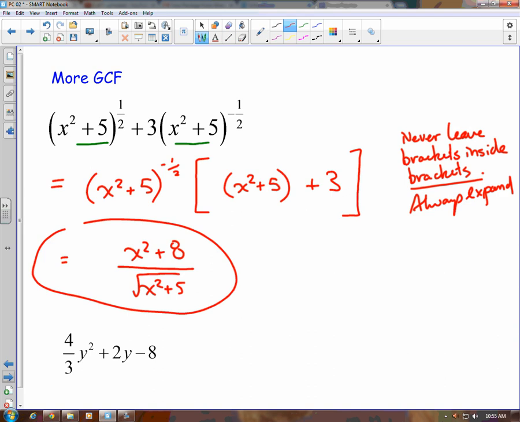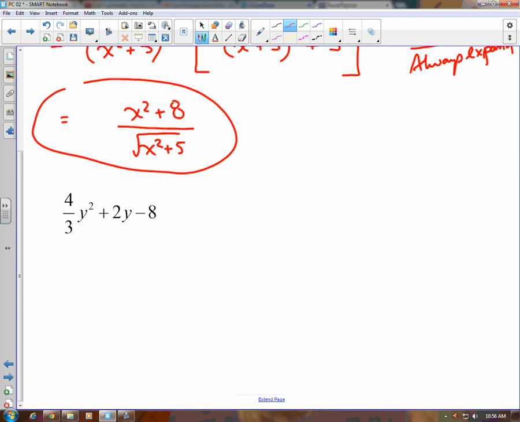Now, if x squared plus 8 could factor, and then it could divide out an x squared plus 5 somehow, we would do that, but obviously not in this particular example. And with the last one here, when we're factoring, wherever possible, we also pull out any fractions. So don't leave the fraction as part of the factor. Pull out any denominators.